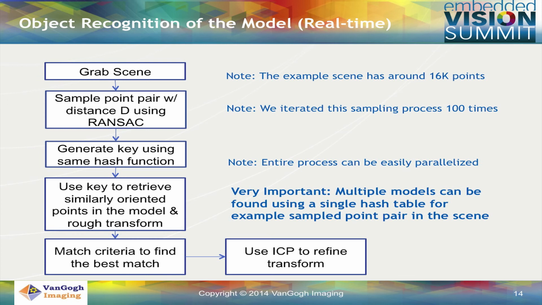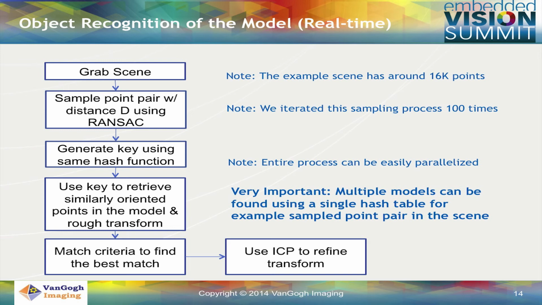Then in real time, as you grab the scene, for example, the scene we used had about 15,000 points. Then we sample the point pairs in the scene. So we go to the scene and we grab a point pair, right? Then using RANSAC, it's also 5 centimeters apart. Then we generate the key. We do the same process, right? The 2 normals, and it's the same distance, obviously.